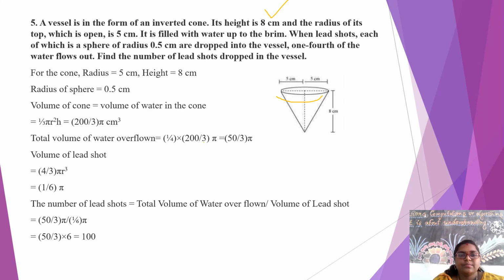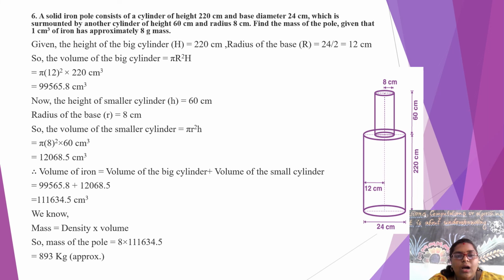Next is the sixth question. A solid iron pole consists of a cylinder of height 220 centimeter and base diameter 24 centimeter, which is surmounted by another cylinder of height 60 centimeter and radius 8 centimeter. Find the mass of the pole given that 1 centimeter cube of iron has approximately 8 gram mass. Right? This is the figure.